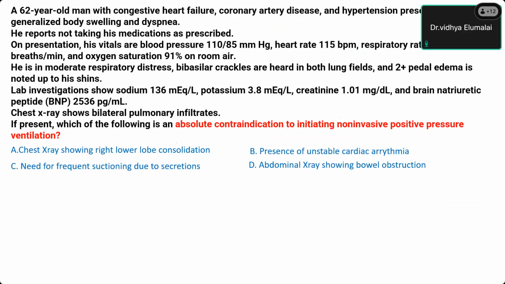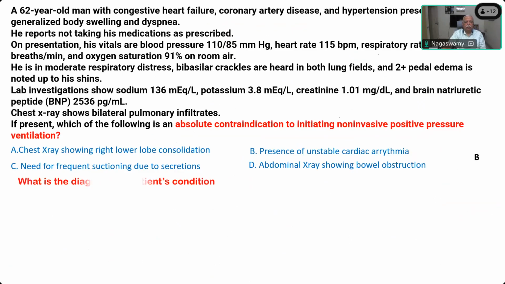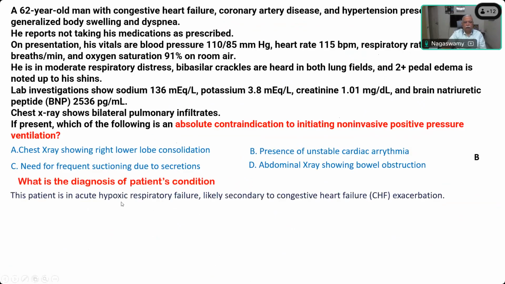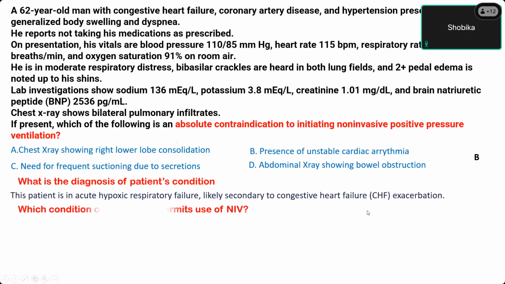Unstable cardiac arrhythmia. That is the most important thing. Okay. So that is the important contraindication for CPAP. So the diagnosis of this is acute pulmonary hypoxic respiratory failure secondary to congestive heart failure exacerbation.